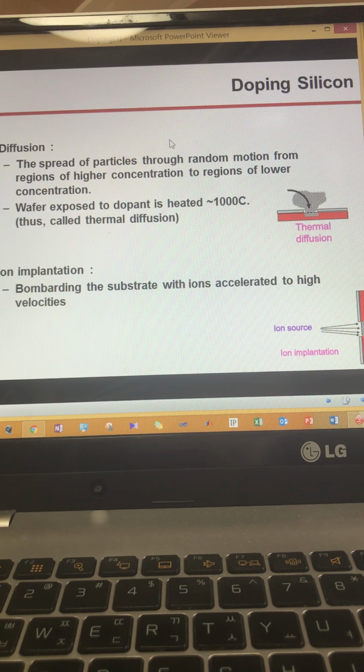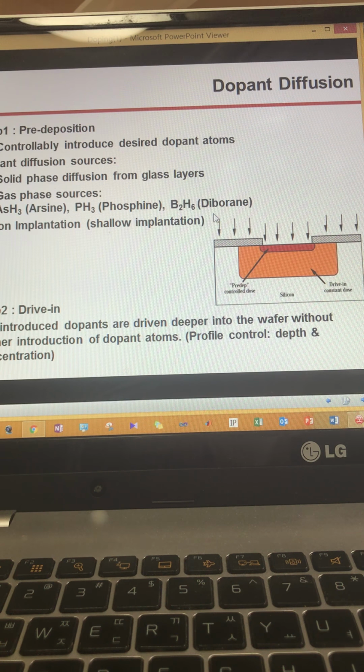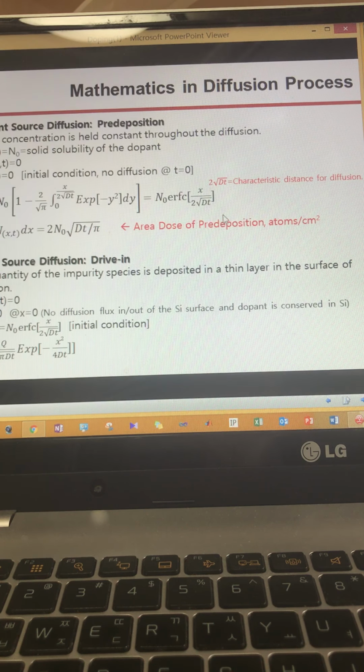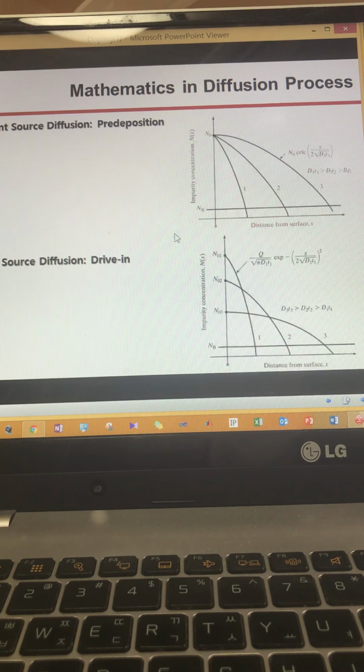There are two ways of doping silicon: diffusion and ion implantation. The process is to pre-deposit and heat it to drive in. Here is a diffusion system, and here is the mathematics of the diffusion process.